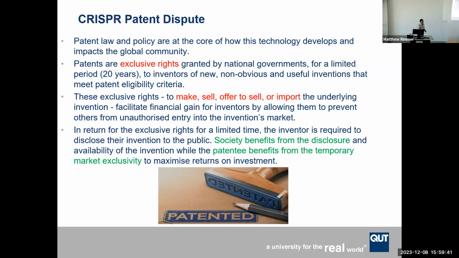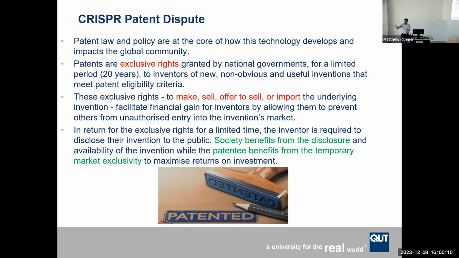Now, the bargain is the patent applicant has to disclose the technology in their patent application, and the society benefits from that disclosure, because you have the patent exclusive rights for 20 years, but your technology has been disclosed to society, and we all know that new ideas are built on existing ideas.